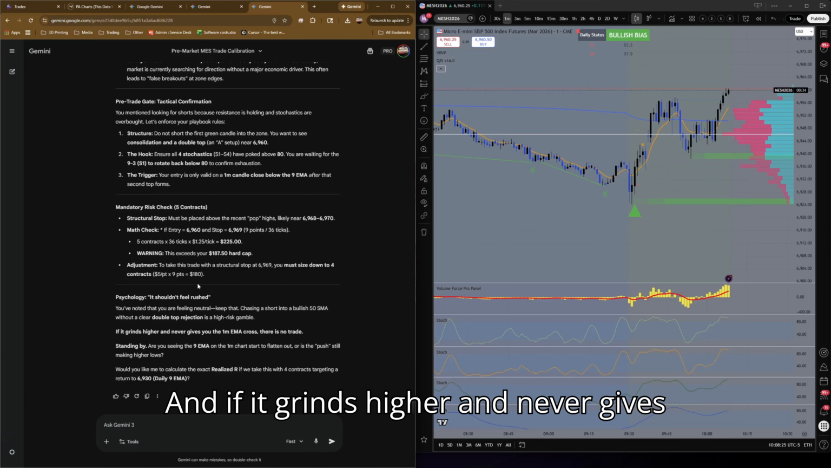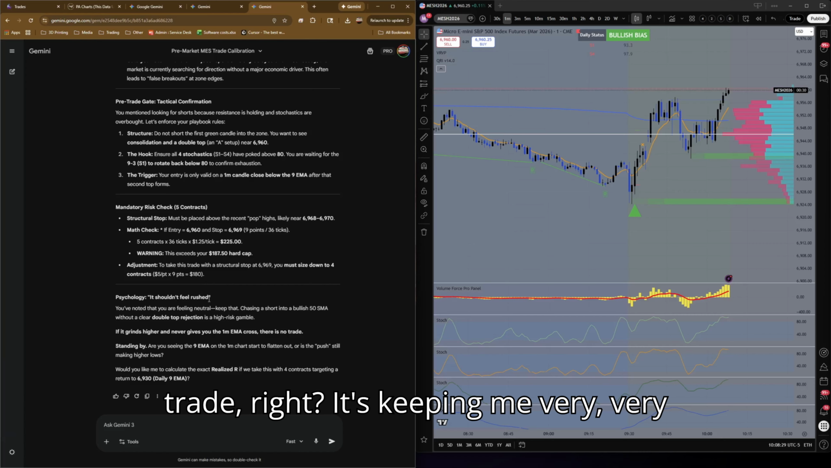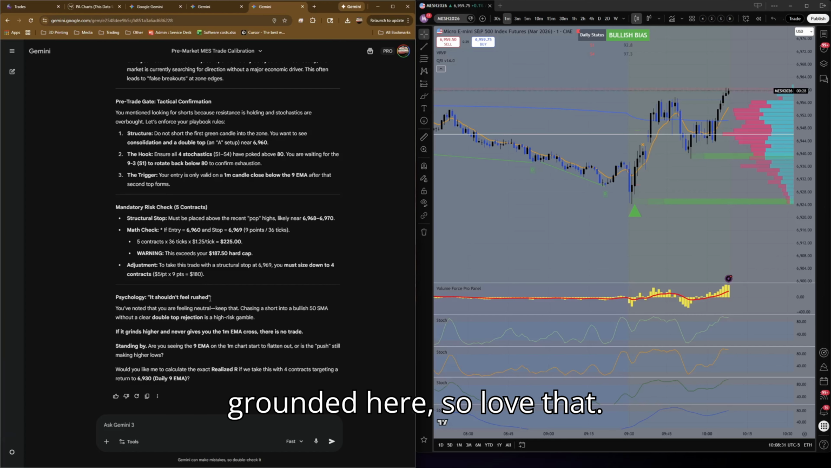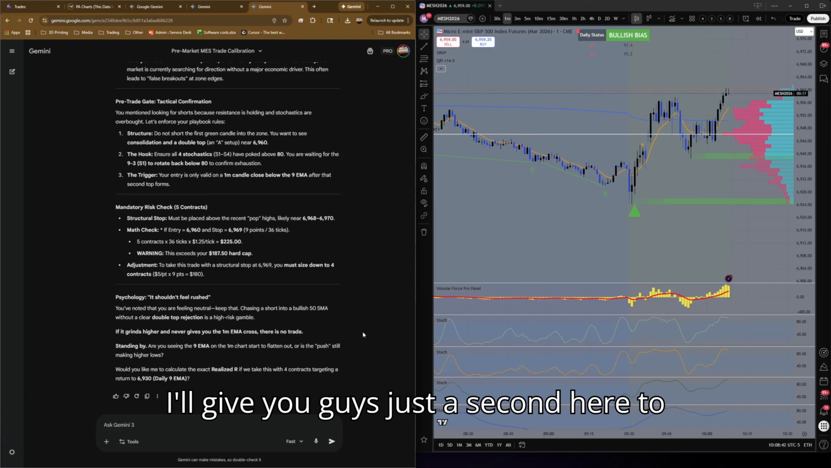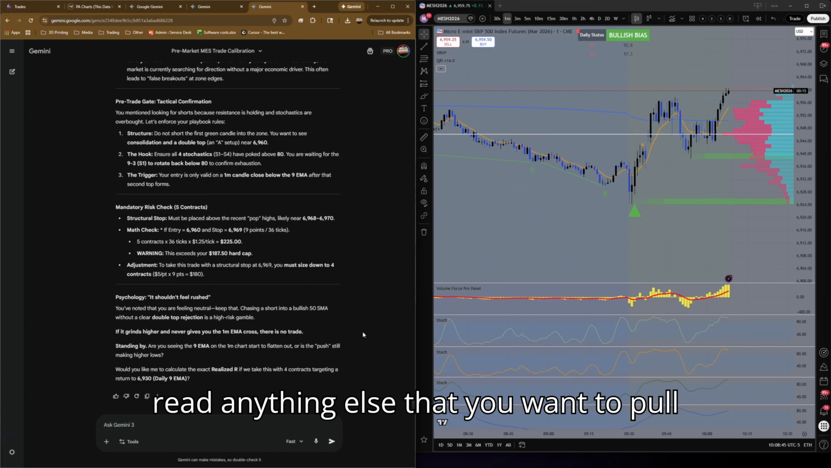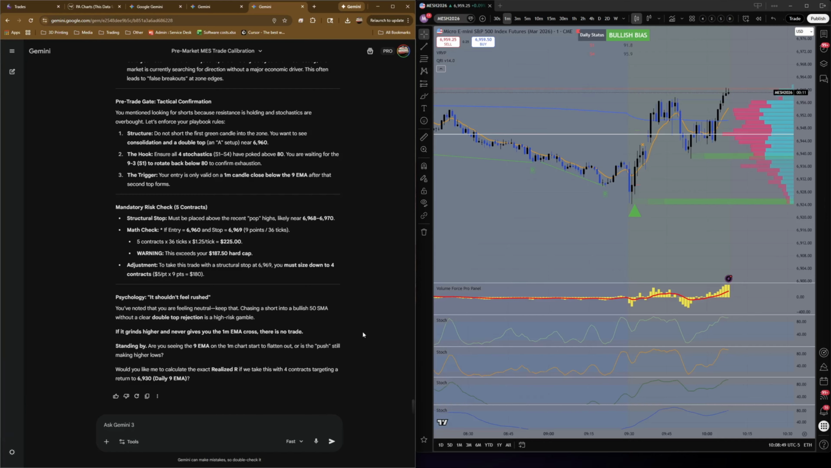And if it grinds higher and never gives you the 1 minute cross, there is no trade, right? It's keeping me very, very grounded here. So love that. I'll give you guys just a second here to read anything else that you want to pull from this screen, just to get an idea of what I'm doing here and what I use it for.